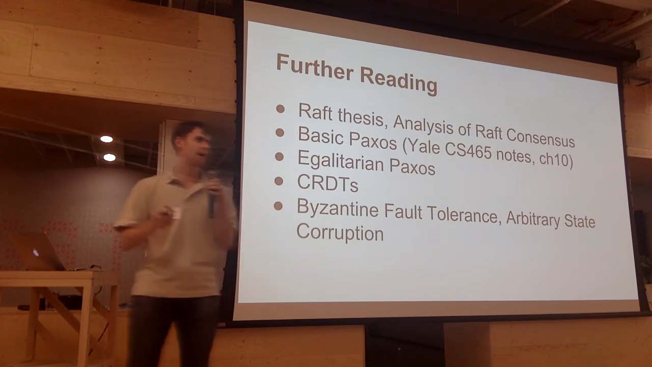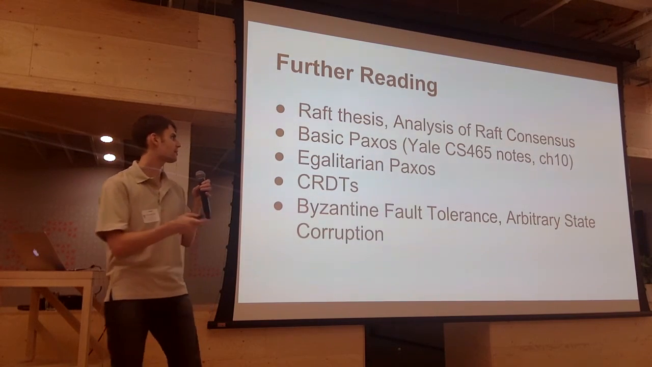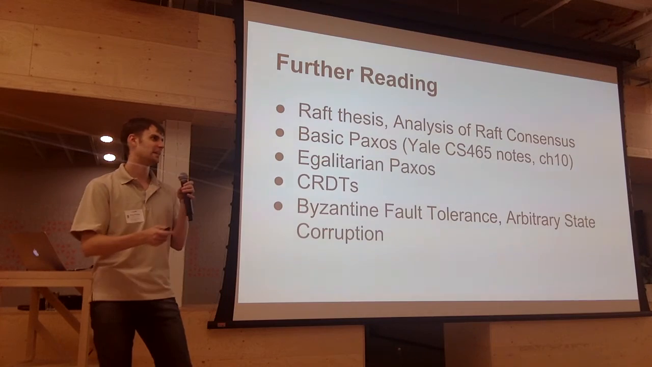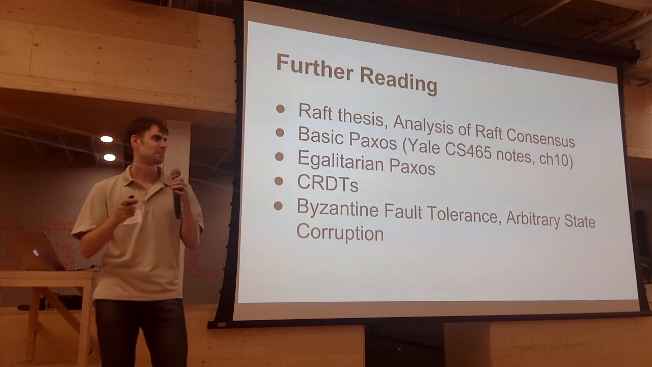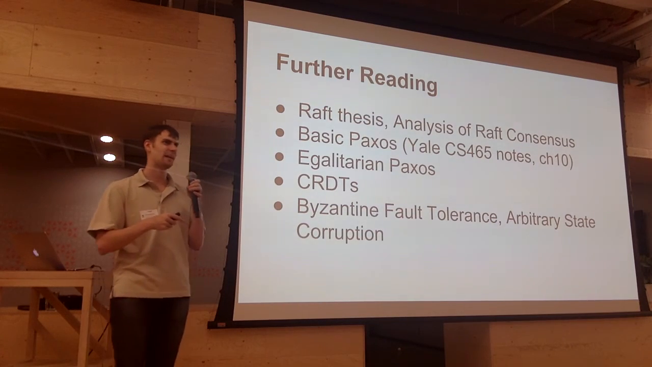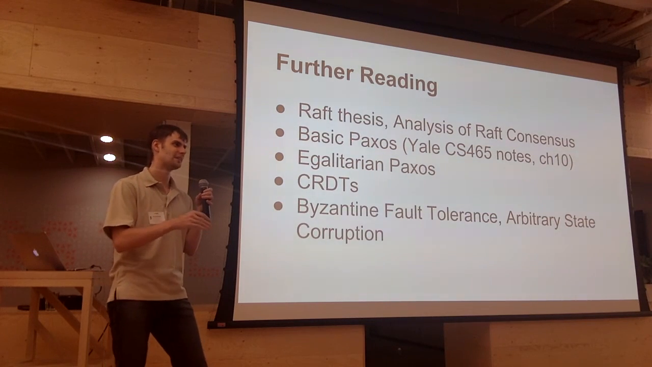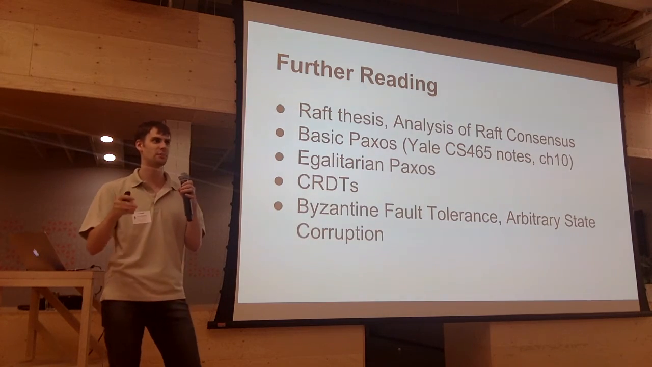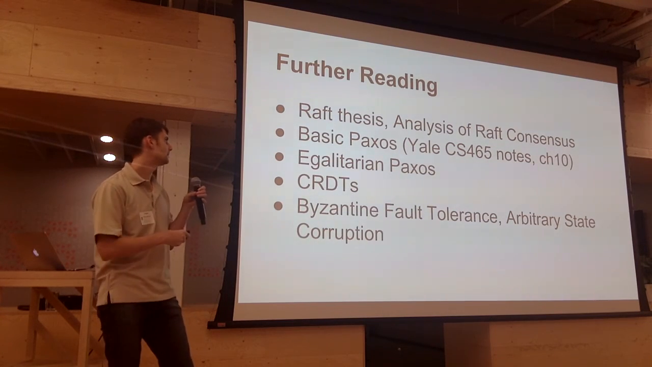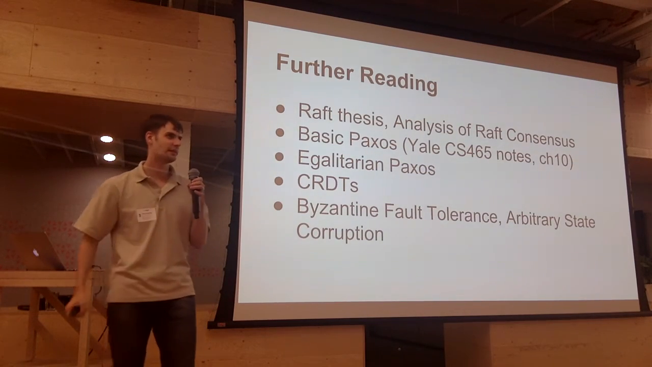If you're interested in Raft, a few other things you might want to check out. There's the Raft thesis, and there's analysis of Raft consensus. These are both very long. Analysis of Raft consensus is, I think, 50 or 60 pages, and the thesis is more like 180 pages of content. So you probably don't want to read them unless you want to implement Raft, and even then you might not. Like really, if you want a really detailed understanding of Raft and different options, then you might want to read them. If you do want to learn about basic Paxos, I recommend you check out those class notes.